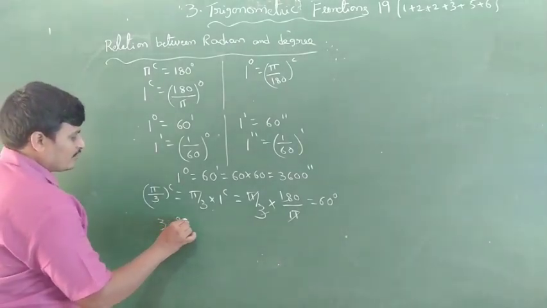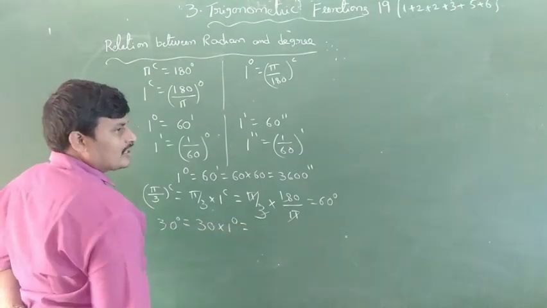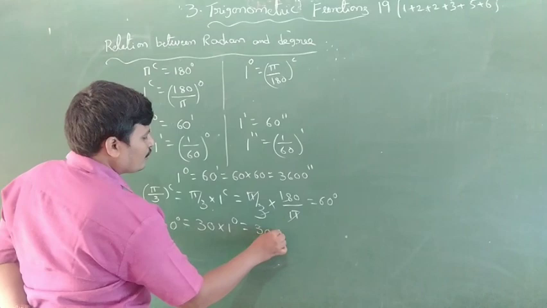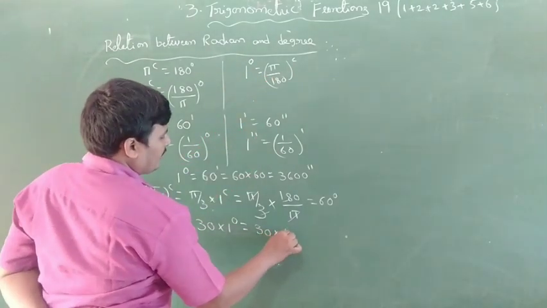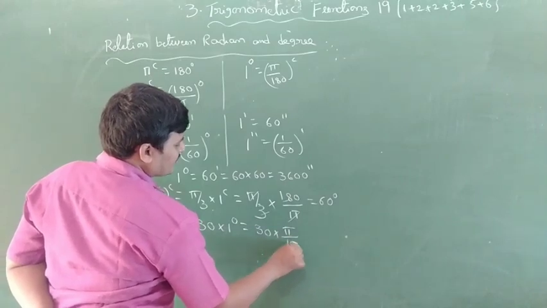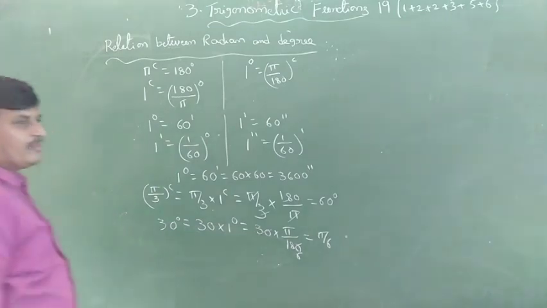Let's see here. 30 degrees is equal to 30 into 1 degree. 1 degree is equal to pi by 180 radians. So 30 degrees is equal to pi by 6 radians.